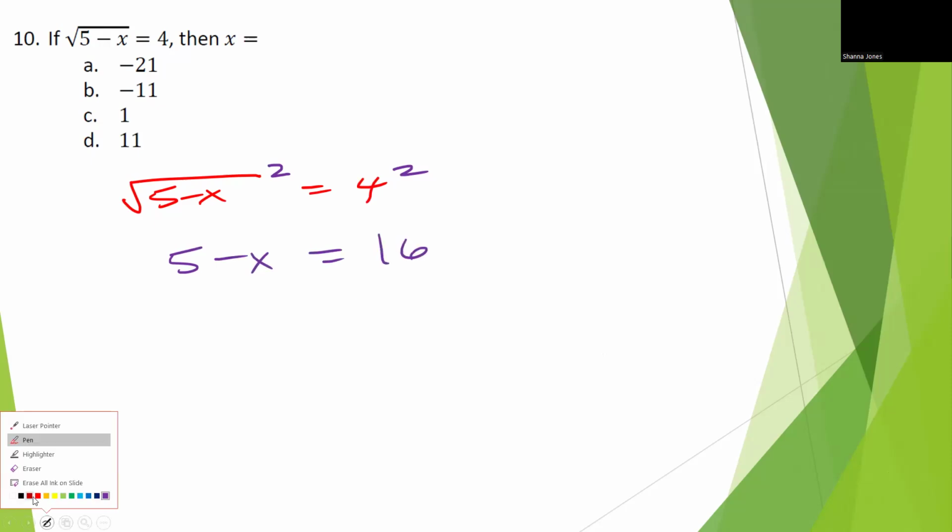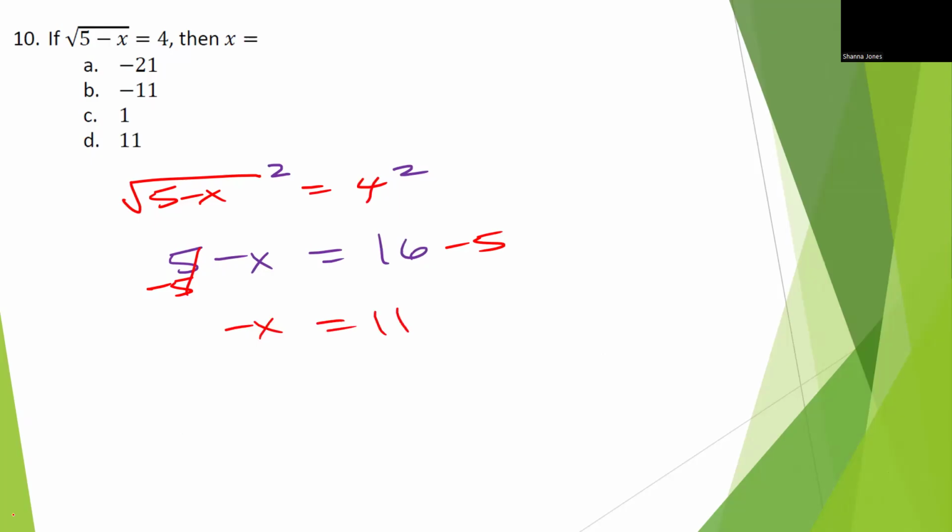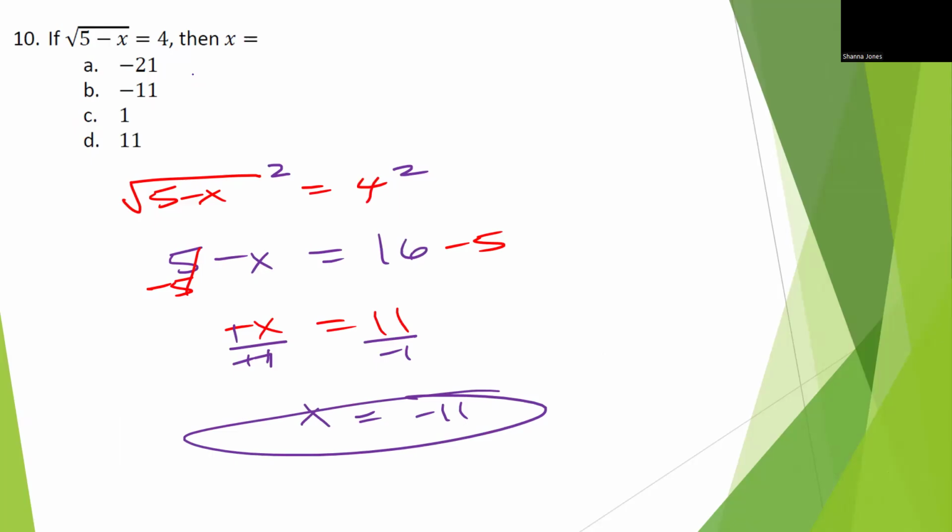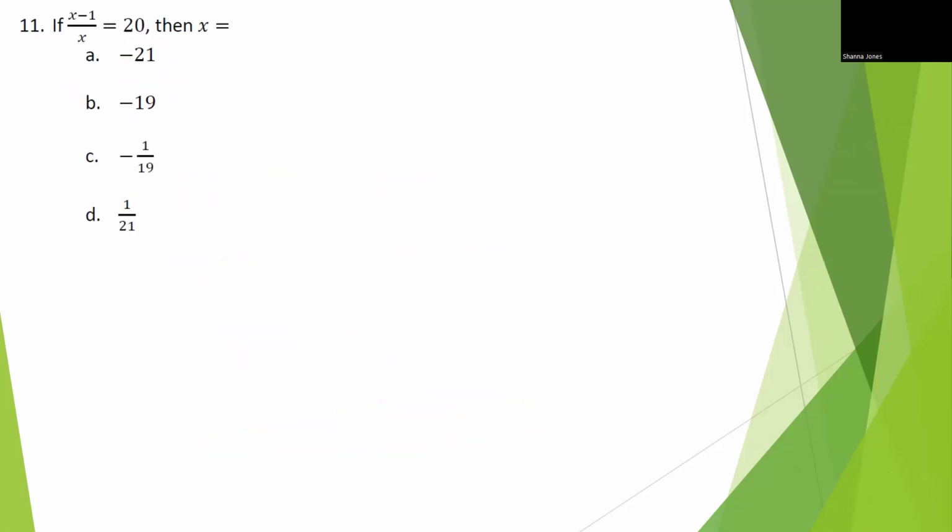16. What is the inverse operation of adding 5? Subtracting 5. And what I do to one side, I have to do to the other. Now we're left with negative x equals 11. What is the inverse operation of multiplying by negative 1? Dividing by negative 1. And therefore, x equals negative 11, which is B. Inverse operations. That means we need to remember our inverses. You can always plug and chug. Plug and chug is always your friend. I'm never going to tell you not to.